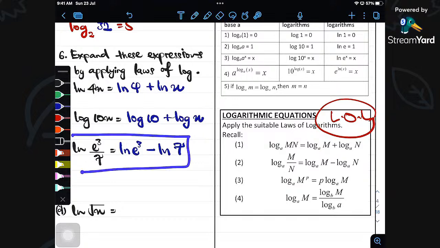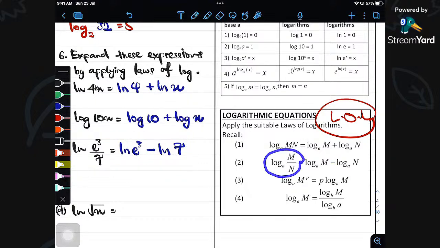Well, untuk yang di bawah ni pula, you akan perasan di mana dia tolak. Oh, madam buat tolak pula. Bila waktunya dia menjadi tolak? Apabila you have the problem where it is a division. Apabila dia pembahagi, apabila dia pecahan, m divided with n, which is e^3 dibahagi 7, the formula must be minus. So this is the formula for number 2.